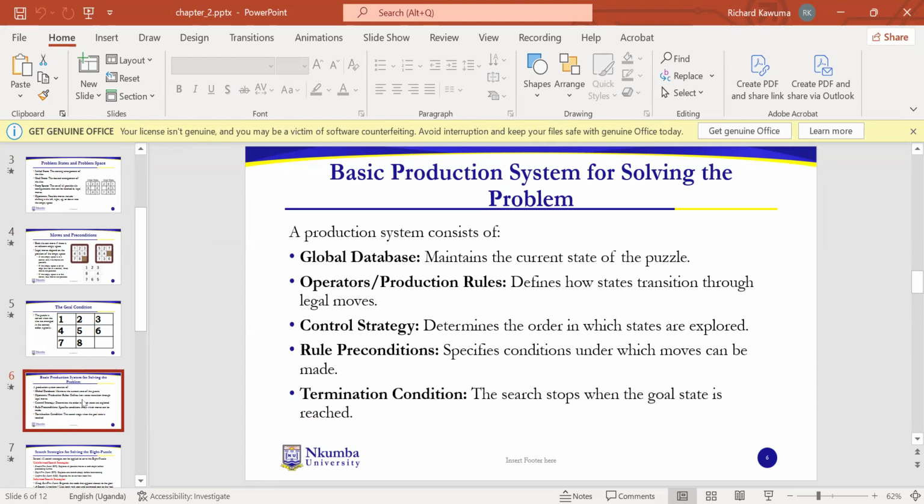Then termination condition. The search stops when the goal state is reached. Of course, when you reach your final destination, you can say, I have ended the journey. You don't continue with the journey. Is it not?